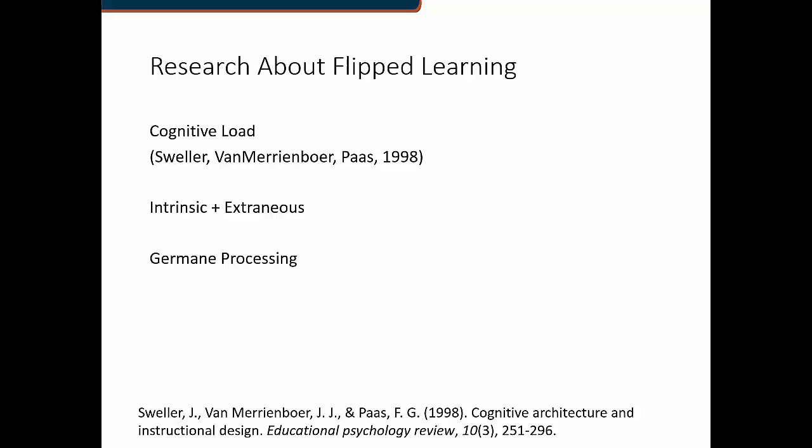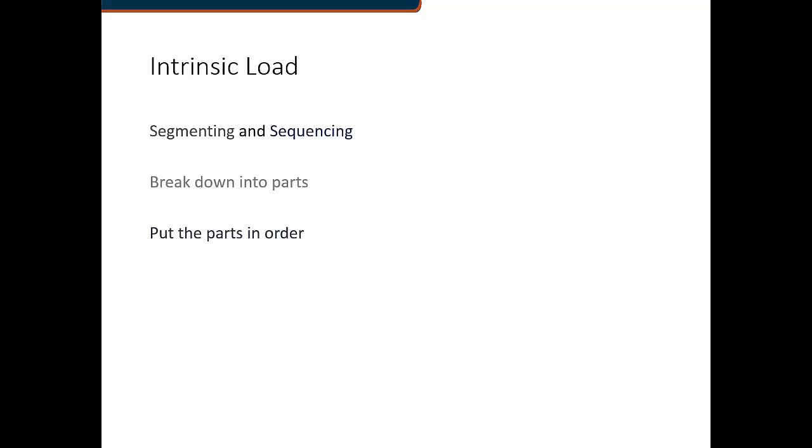There's extraneous, which is all the extra crazy stuff that sometimes we make learners go through, like bells and whistles and extra buttons on an interface. And then there's germane processing, which is what's left over after intrinsic and extraneous take up resources. What's left over is for germane processing.